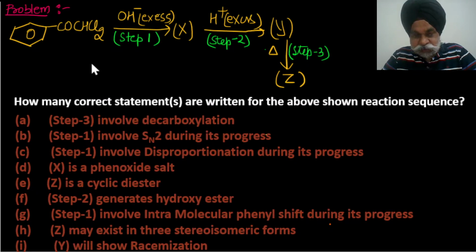The starting material is to be treated with OH negative followed by H positive, and lastly you have to heat it. So the examiner is asking how many of the statements written below for this particular reaction are correct. The examiner is asking many things in this discussion. They are asking decarboxylation in step 3, SN2 in step 1 and so on. And in the last options you could also see that stereoisomerism or racemization is asked for the compounds formed during this sequence of reactions.